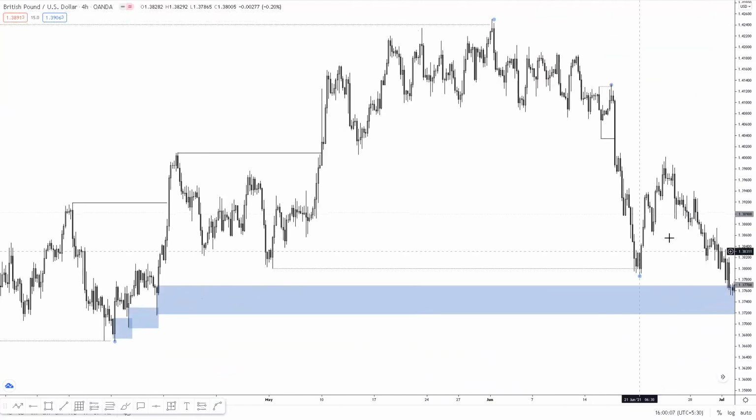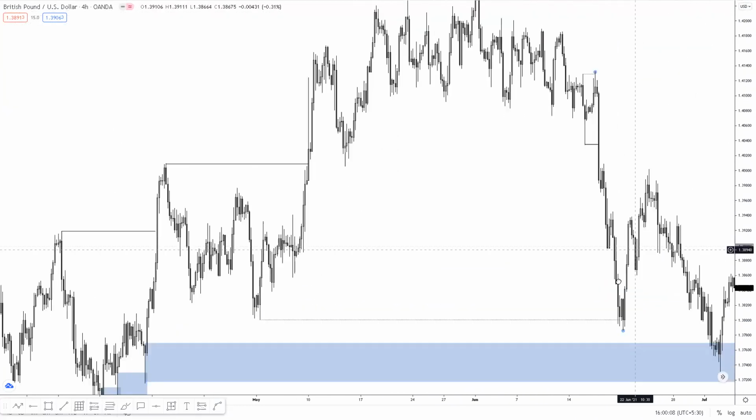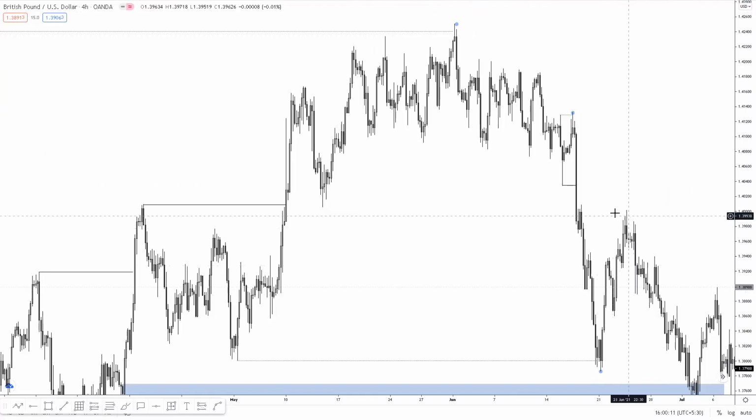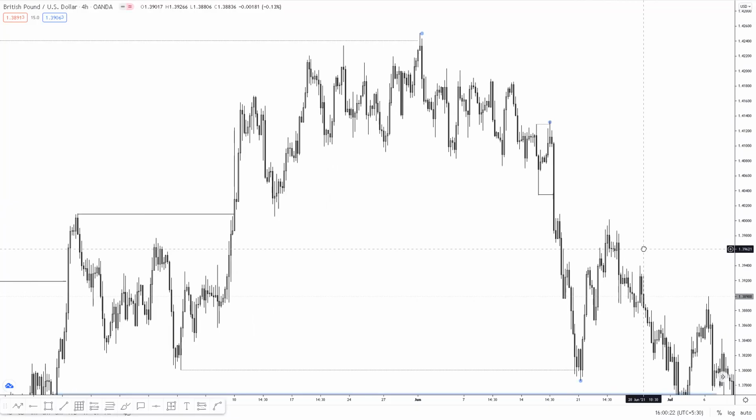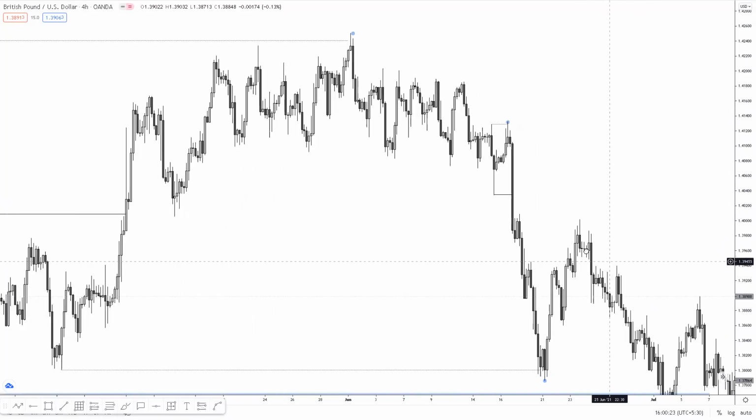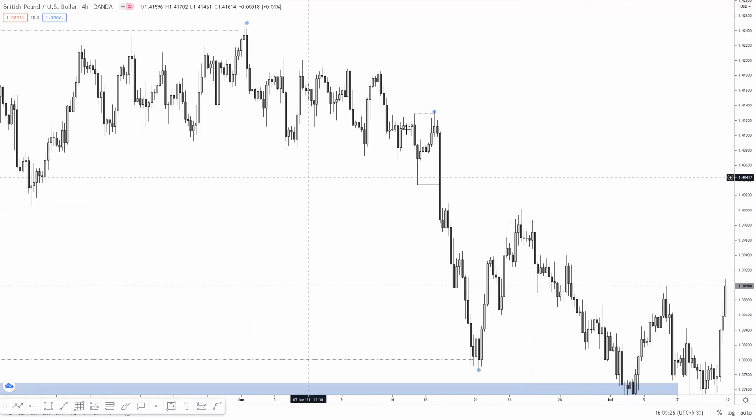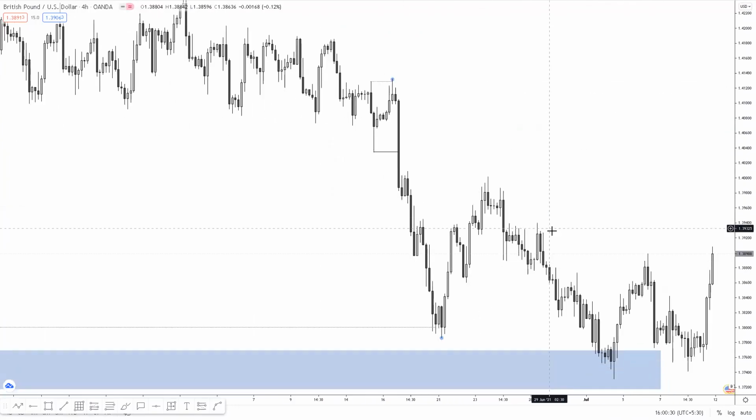So now we know that this move upwards is just the pullback inside this range to get the internal range liquidity. Okay, you get that? Definitely. Cool. And then, so now we have the discounted premium. We know anything above this area right here would be a good point for us to sell.